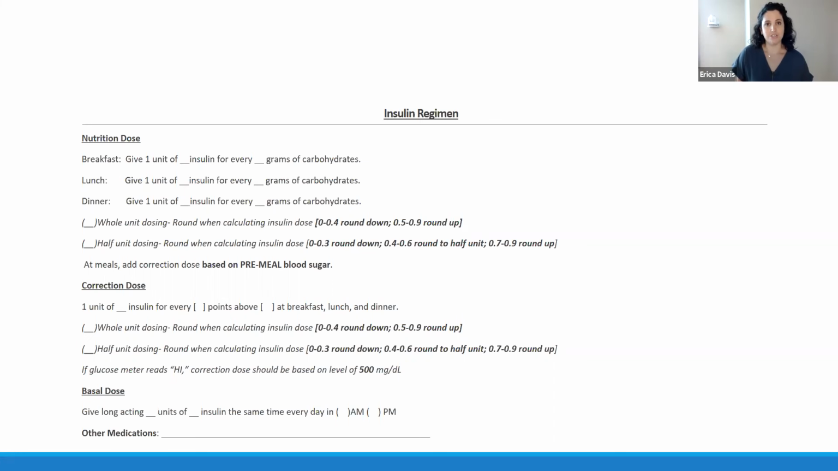Something we added last year is some of the meters that we have, they have a certain maximum number that they can read out to. So we have put a high blood sugar number that you can use for calculations. So if that glucose meter reads high, our advice is to give a correction dose based on a blood sugar level of 500. We're also going to have that basal dose for this insulin regimen as well, and any other medications.